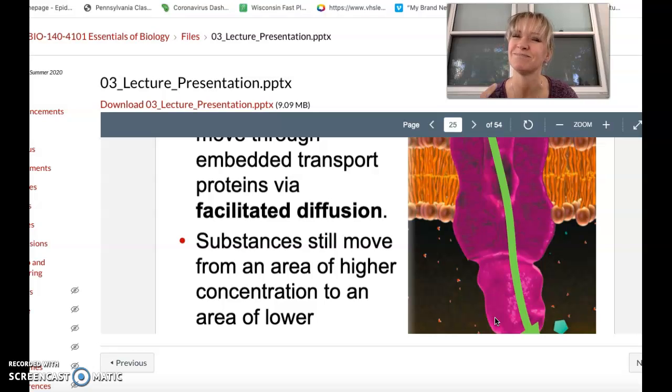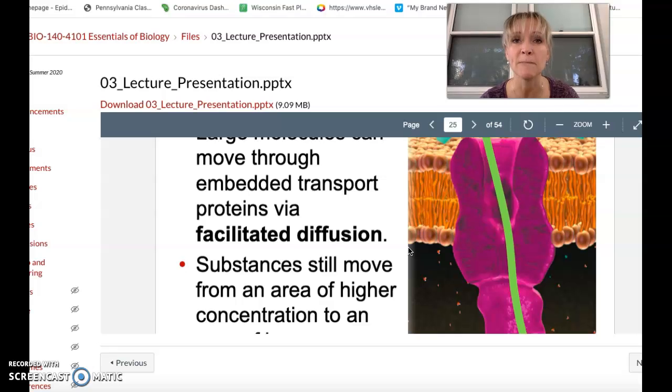Have you been there before? So as it's happening, I'm still moving forward in the rapids, but I'm being moved faster. It's being facilitated. I have a helper, right? Well, that's facilitated diffusion. So sometimes the cell needs help moving things.